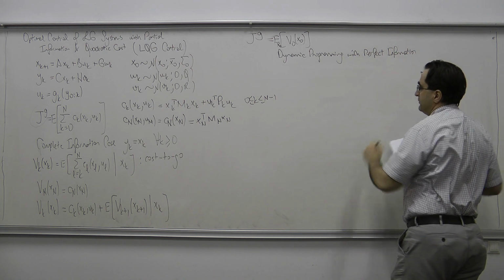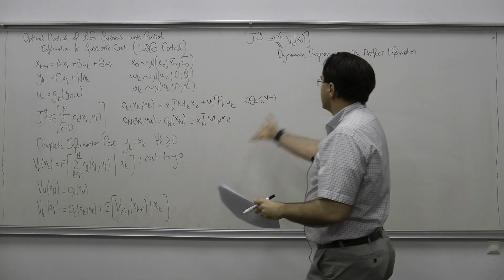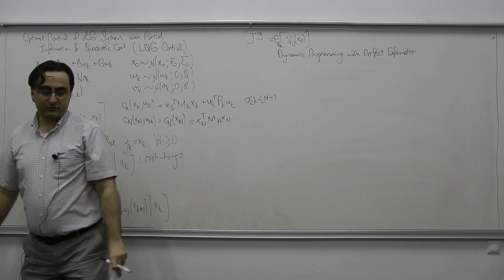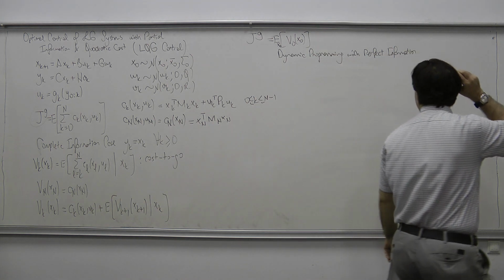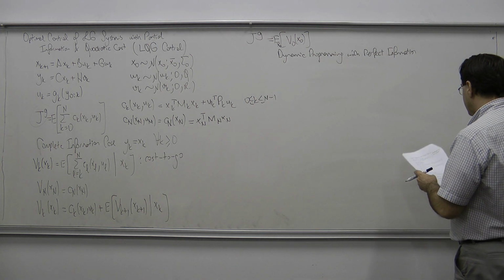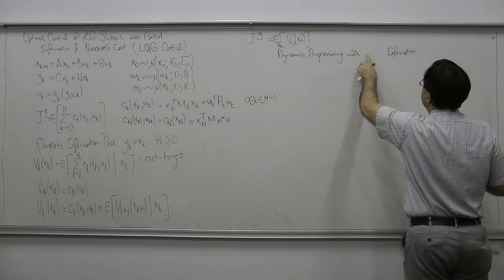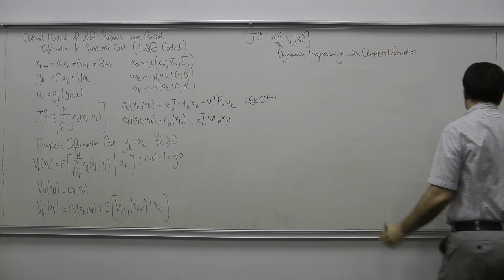So far I'm only reviewing. If you do not remember these parts that I have written so far, you need to go back to the earlier lecture that is related to the linear Gaussian system optimal control with perfect information. Sometimes it's perfect, sometimes it's complete. They are the same thing. I have complete information.